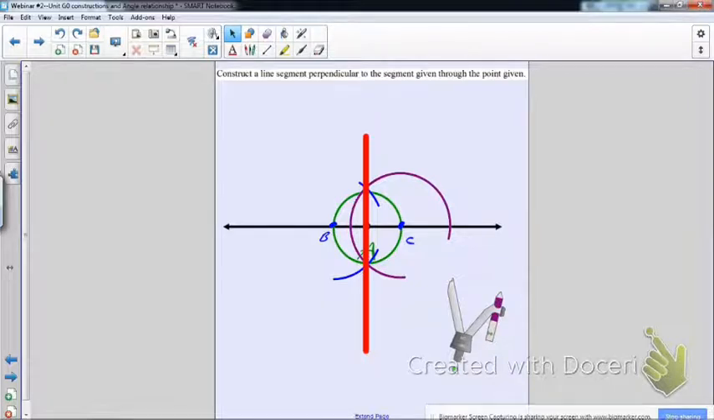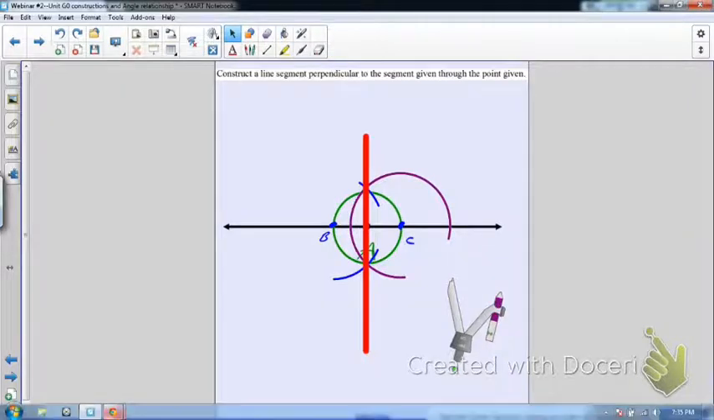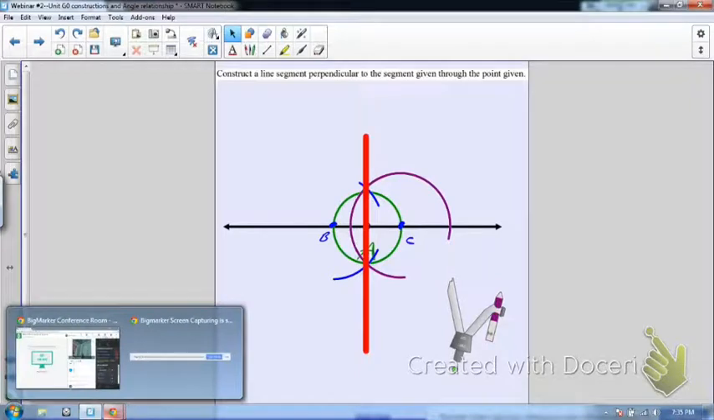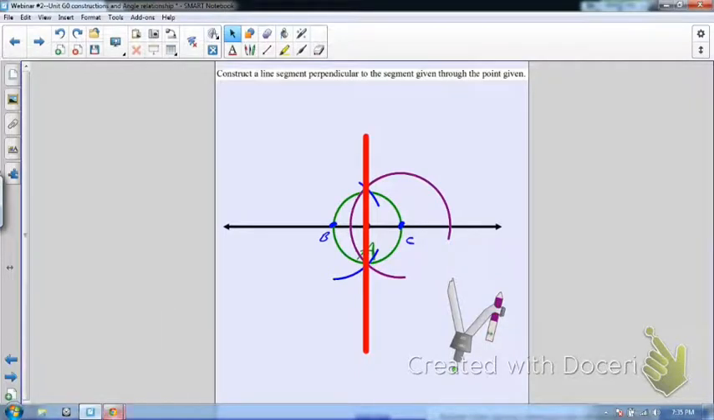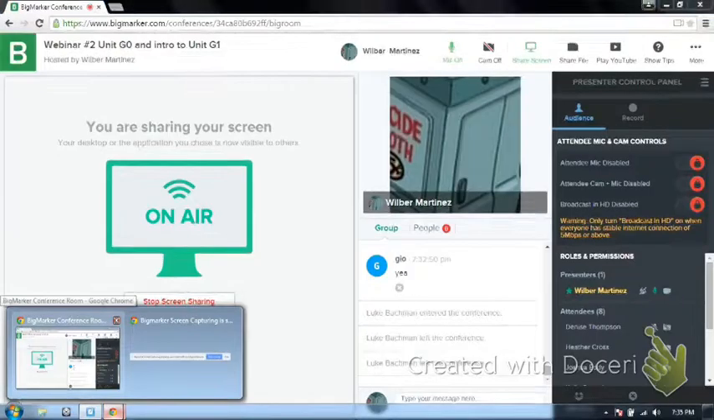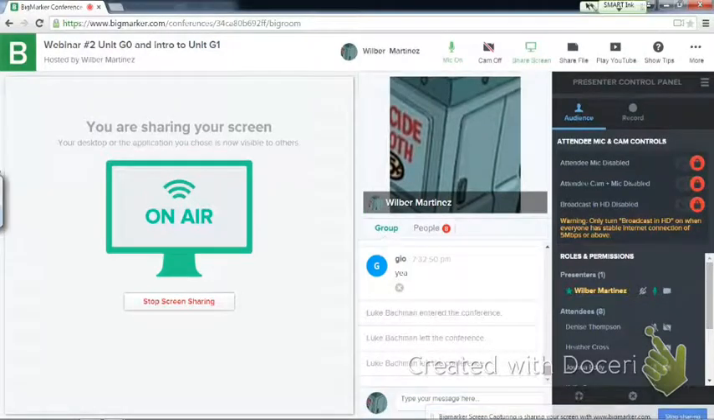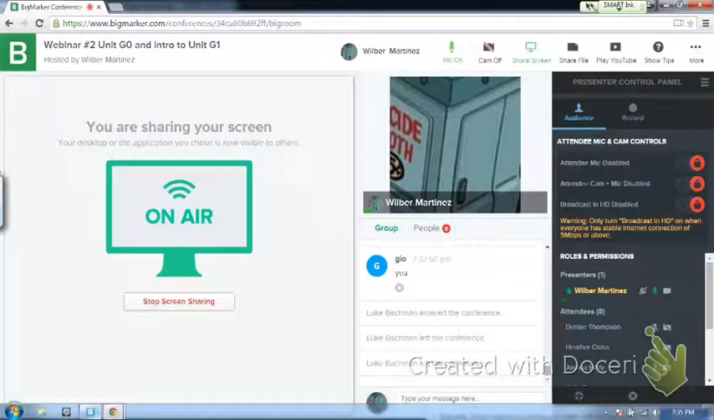Okay? Any questions with this? Constructing a line segment perpendicular to the given point. Okay, so I'm hoping that everything's good so far. I'm going to continue.